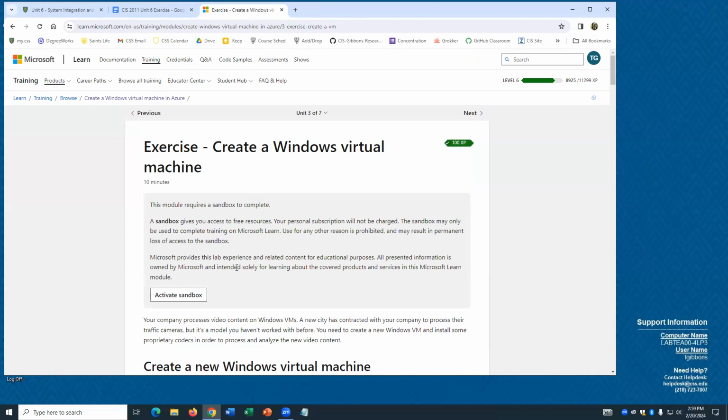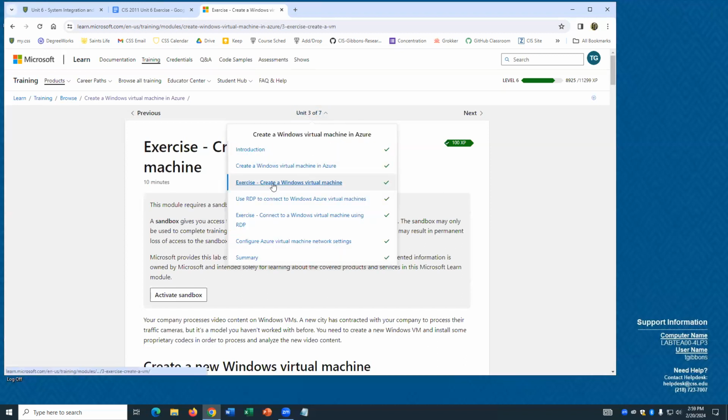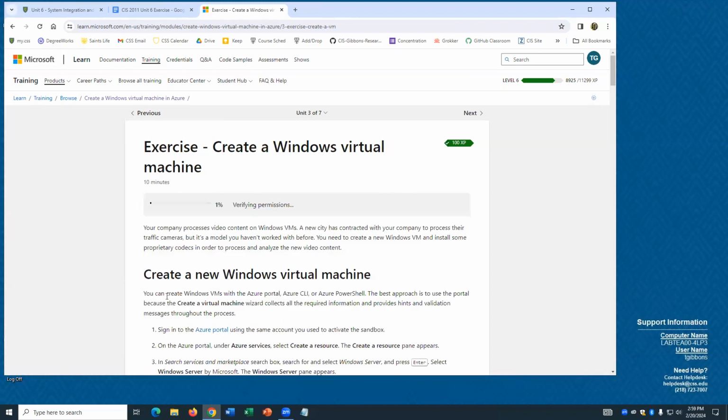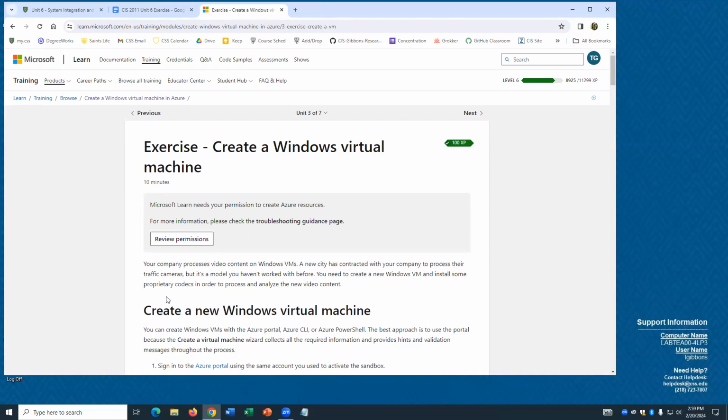we're going to do this in a sandbox. So I'm in unit 3 of 7, the exercise, and there should be a sandbox at the top. I want to activate that sandbox, and that'll create a virtual kind of environment where we can do stuff, and it'll go away. I think we have an hour to work on it, and in an hour it'll go away. That way we won't get charged for any of this, because if we were doing it outside the sandbox, we might get charged for this.